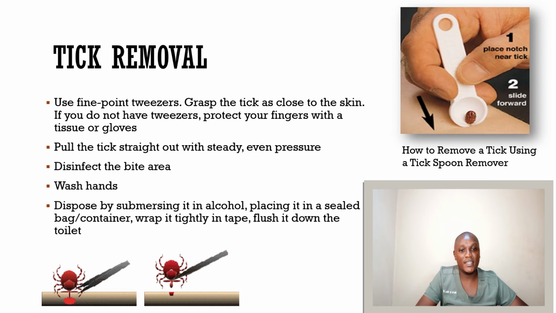Let us now look at the tick removal. How do you do that? Use fine point tweezers. Grasp the tick as close to the skin as possible. If you do not have tweezers, protect your fingers with a tissue or gloves to remove the tick. Pull the tick straight out with steady, even pressure. Disinfect the bite area. Wash your hands.